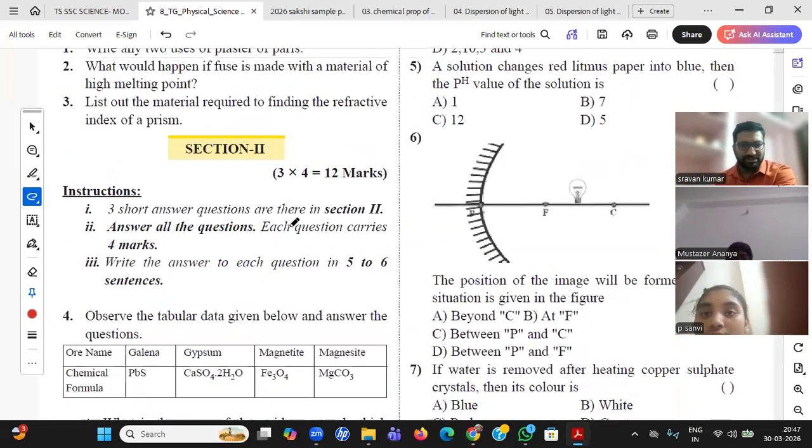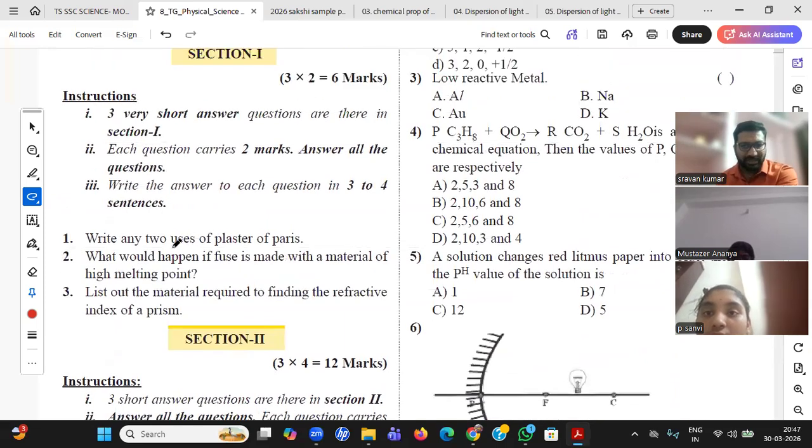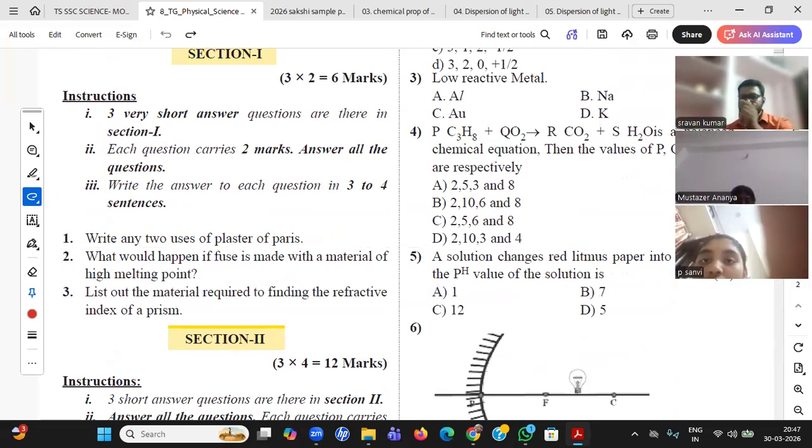So we have finished these many questions. Write any two uses of plaster of Paris. Go ahead, student, try to give uses of plaster of Paris. You know what plaster of Paris is? We have discussed it in chemistry. And what is that particular chapter? It's a salt. Acids, bases, and salts.